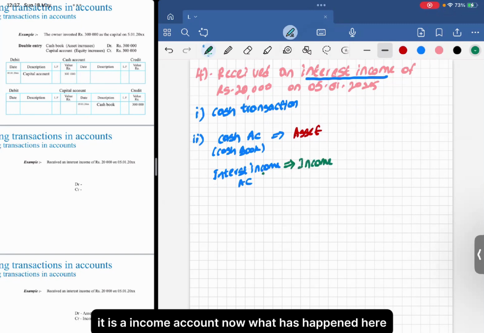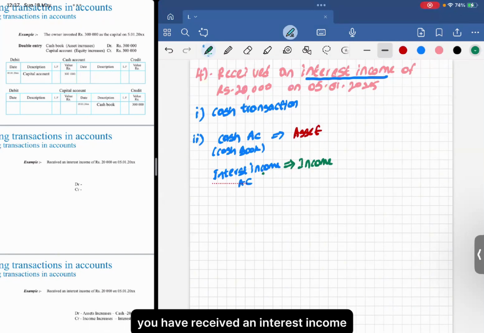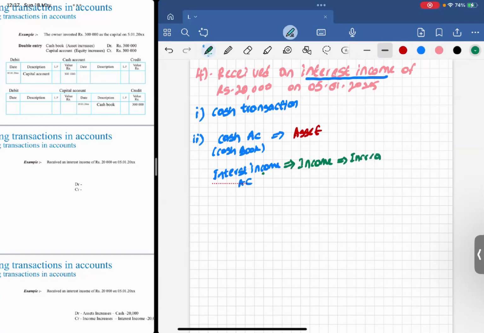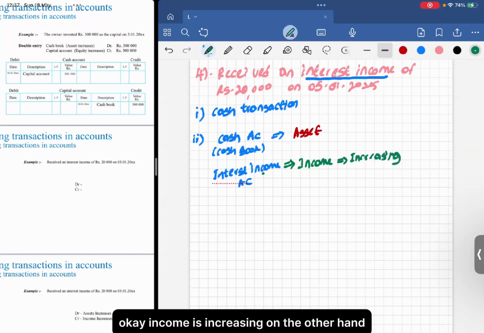Okay, it is an income account. Now what has happened here? You have received an interest income. So what is happening? Income is increasing.